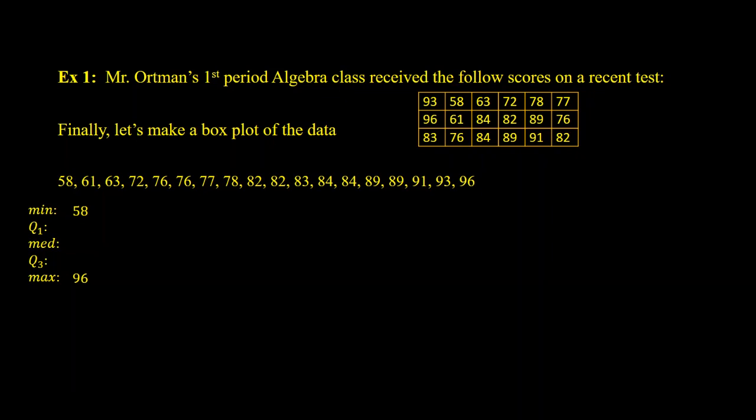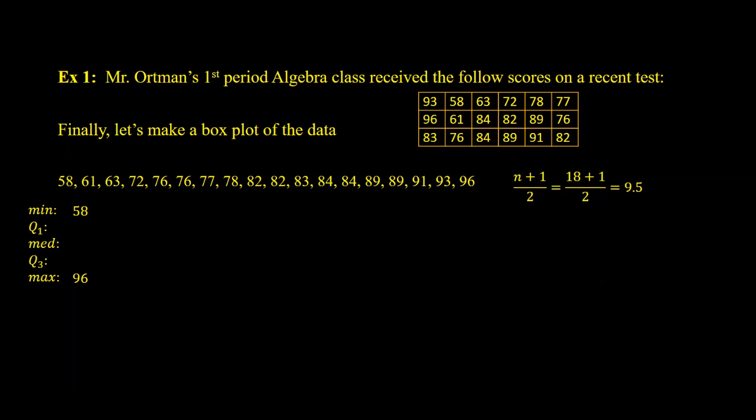So think of these as a position. 58 is the first position, 61 is the second, so on. 96 is the 18th position. So if we can find the position that's in the middle, we'll be able to locate the median. We do this as n plus 1 over 2, which will be 18 plus 1 over 2, which gives us 9.5. N is the number of data points we have. We're going to see that a lot this year. Make sure you understand what n is.